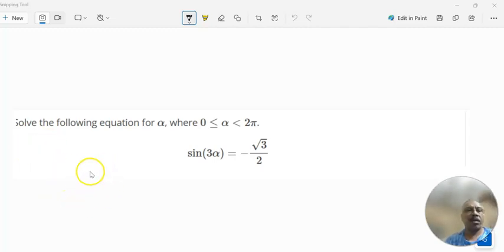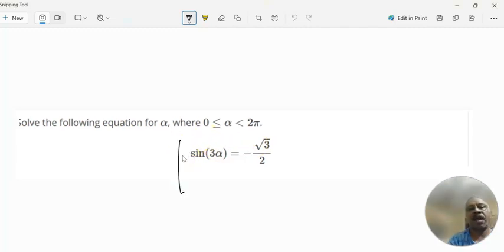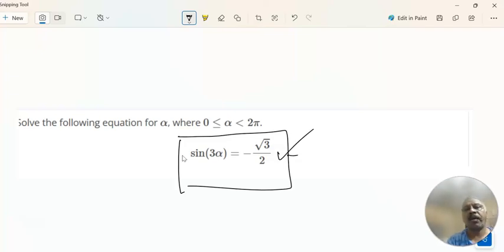Hi everyone, I'm making a video on trigonometric equations. Here, sine 3 alpha is given as minus root 3 by 2. So the question is, what is alpha in between 0 to 2 pi?